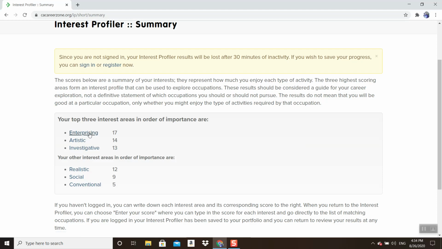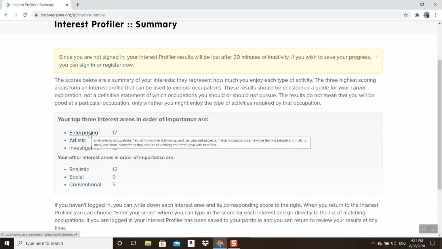So the top 3, I'm going to click on enterprising. Enterprising occupations frequently involve starting up and carrying out projects. These occupations can involve leading people and making many decisions. Sometimes they require risk-taking and often deal with business. So a lot of people with enterprising personalities are going to be risk takers.